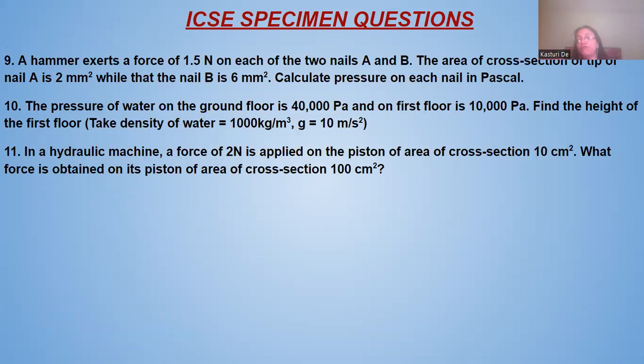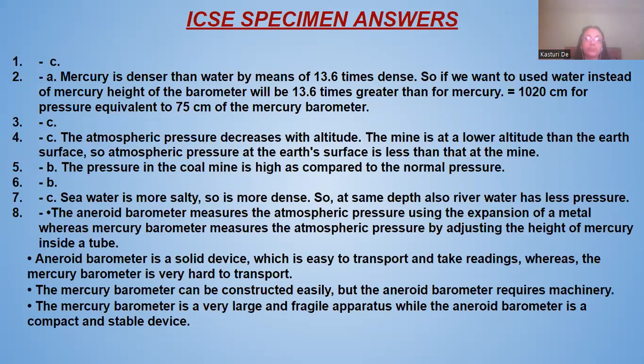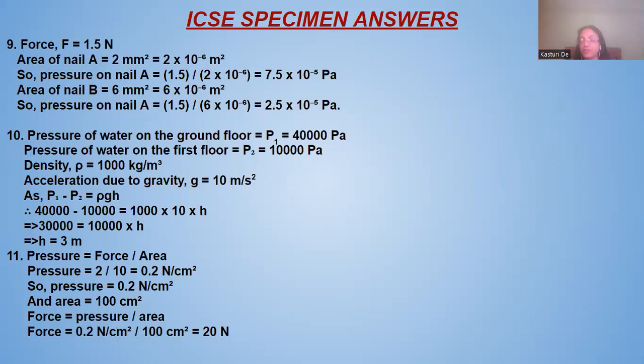In a hydraulic machine, a force of 2 Newton is applied on the piston of area of cross-section 10 centimeters square. What force is obtained on its piston of area of cross-section 100 centimeters square? So pressure again is force by area. Force is given 2 Newton and cross-sectional area is 10 centimeters square. So that will be equal to 0.2 Newton per centimeter square.